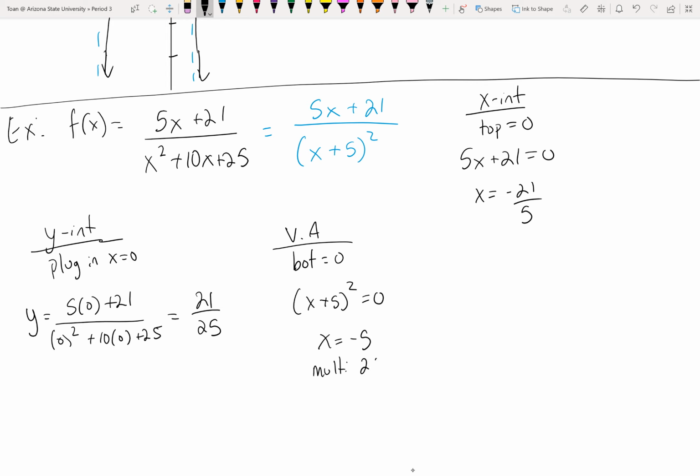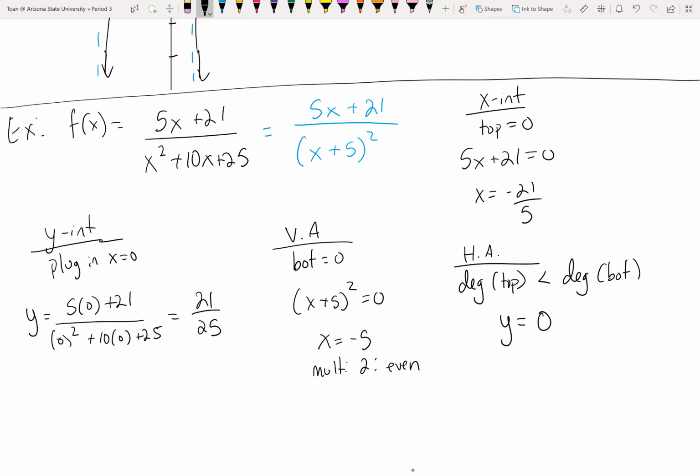But I do note it has an even multiplicity because the multiplicity is 2. And last but not least, horizontal asymptote. To find the horizontal asymptote, all you're doing is just comparing the exponents. Compare the degrees of your fraction. So if the degree, in this case, of the top is smaller than the degree in the bottom, what's our horizontal asymptote? Y equals 0 always. That's it. That's the hardest math calculations you have to do.